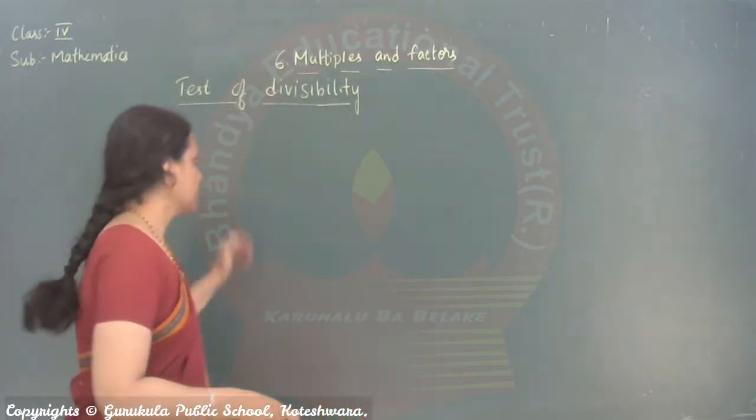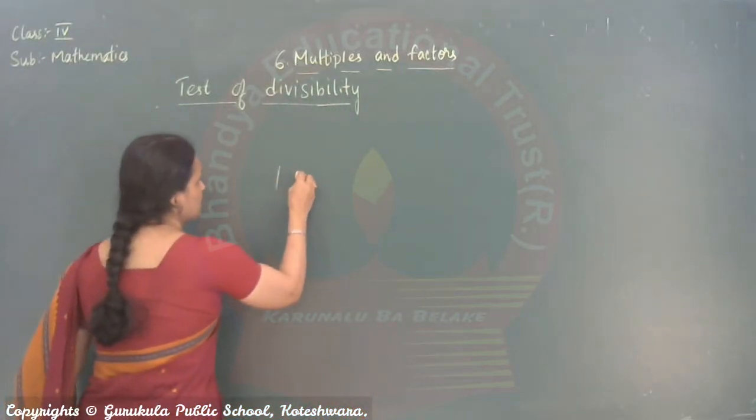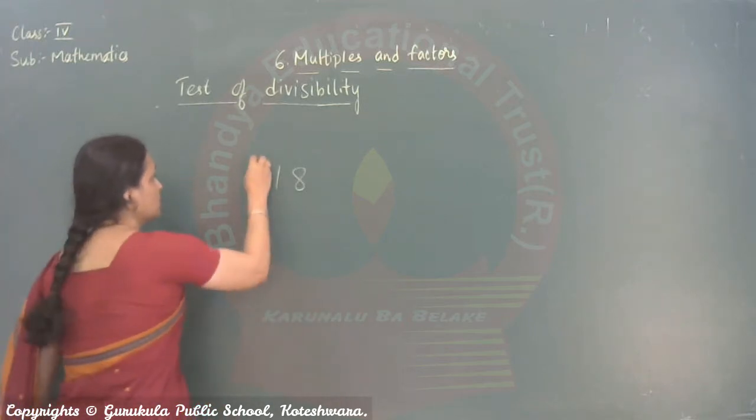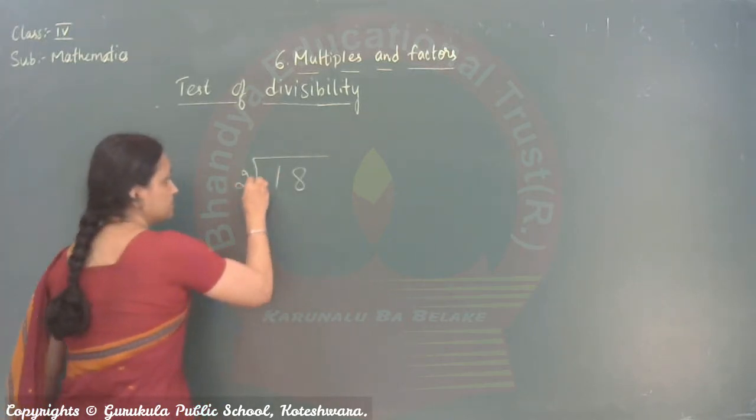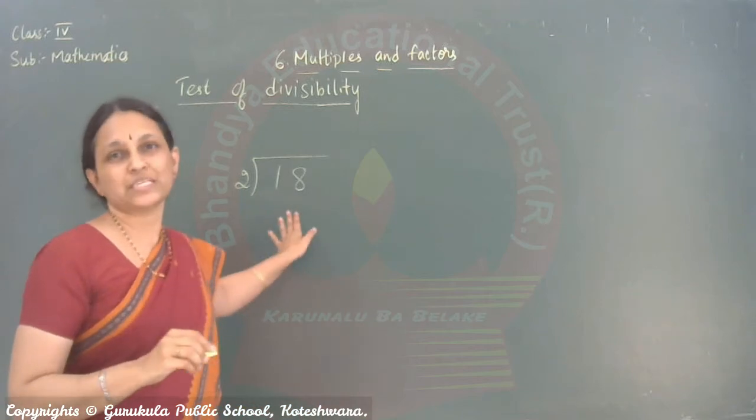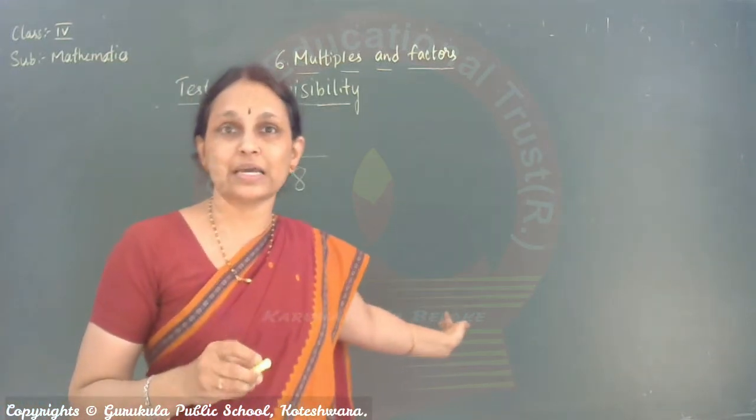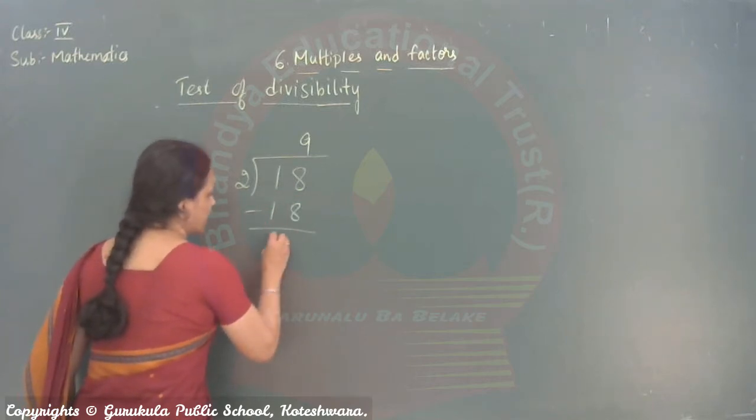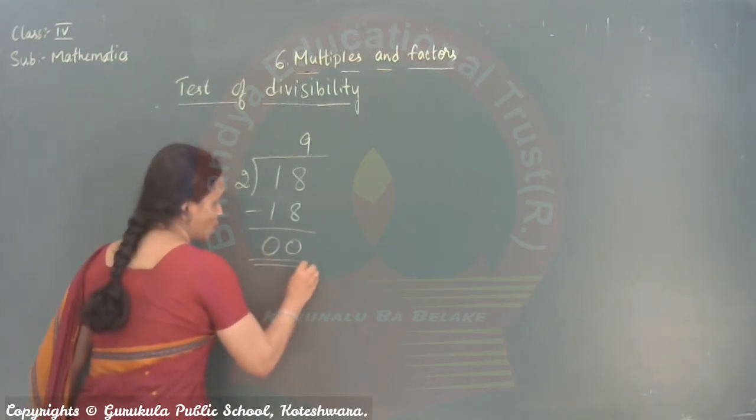Suppose you take an example of the number 18. You have to divide by 2. You may say, ma'am, it is very easy. 2 nines are 18. And the remainder you get is 0.